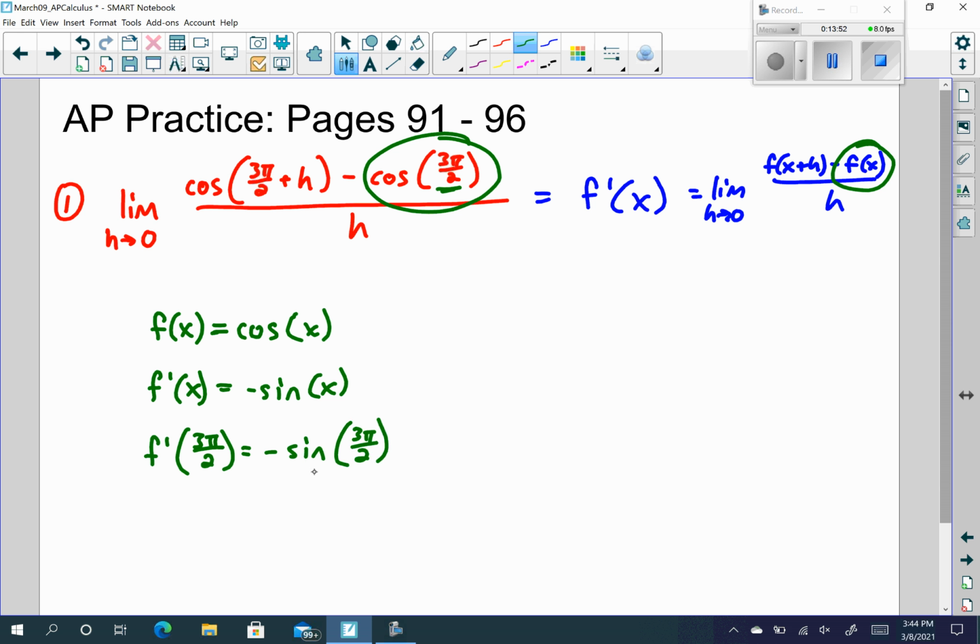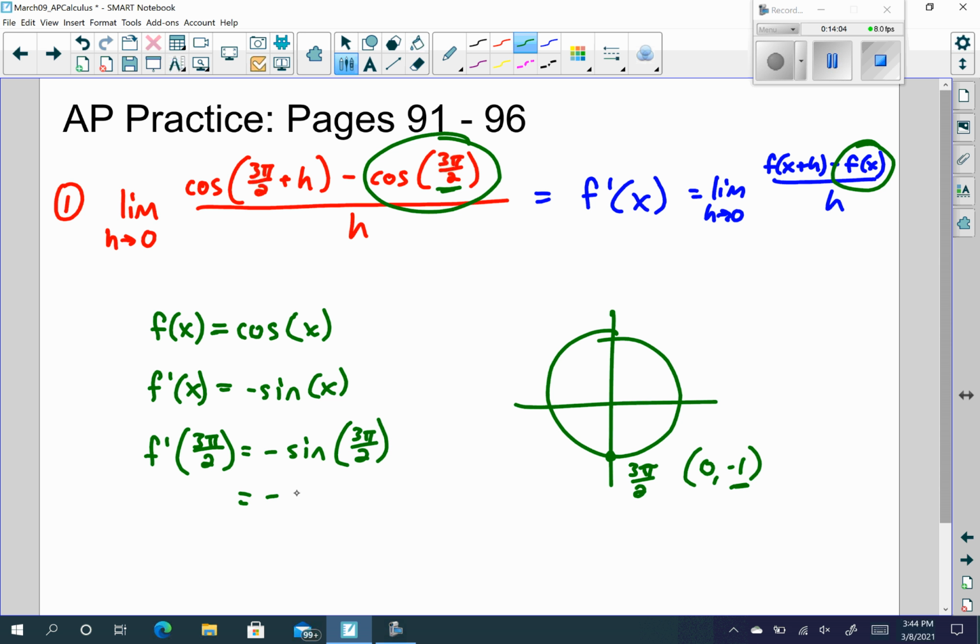Now we just need to remember what sine of 3 pi over 2 is. If we go back to our unit circle, 3 pi over 2 is down here at 270 degrees. The ordered pair here is 0, negative 1. Sine is our second value, so it's the opposite of negative 1, which is positive 1, and that's A.